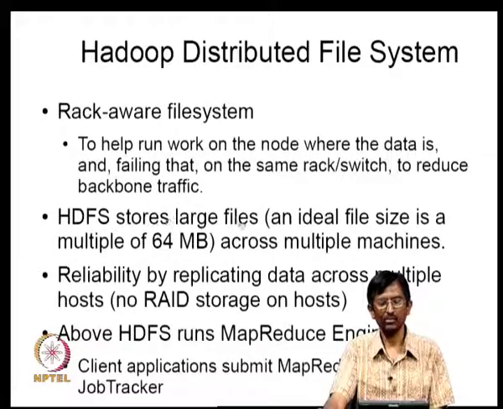Again, HDFS also stores large files just as GFS does, and this is also 64 megabyte chunks. Okay. Similar to GFS, they also do reliability by replicating data across multiple hosts. They don't use RAID storage on hosts, okay, because they find it expensive and not giving as much reliability as if you were to distribute across multiple nodes. Basically, even if you have RAID storage, if the machine dies, then you don't have access to the data. So that's why RAID storage is not used, similar to GFS.